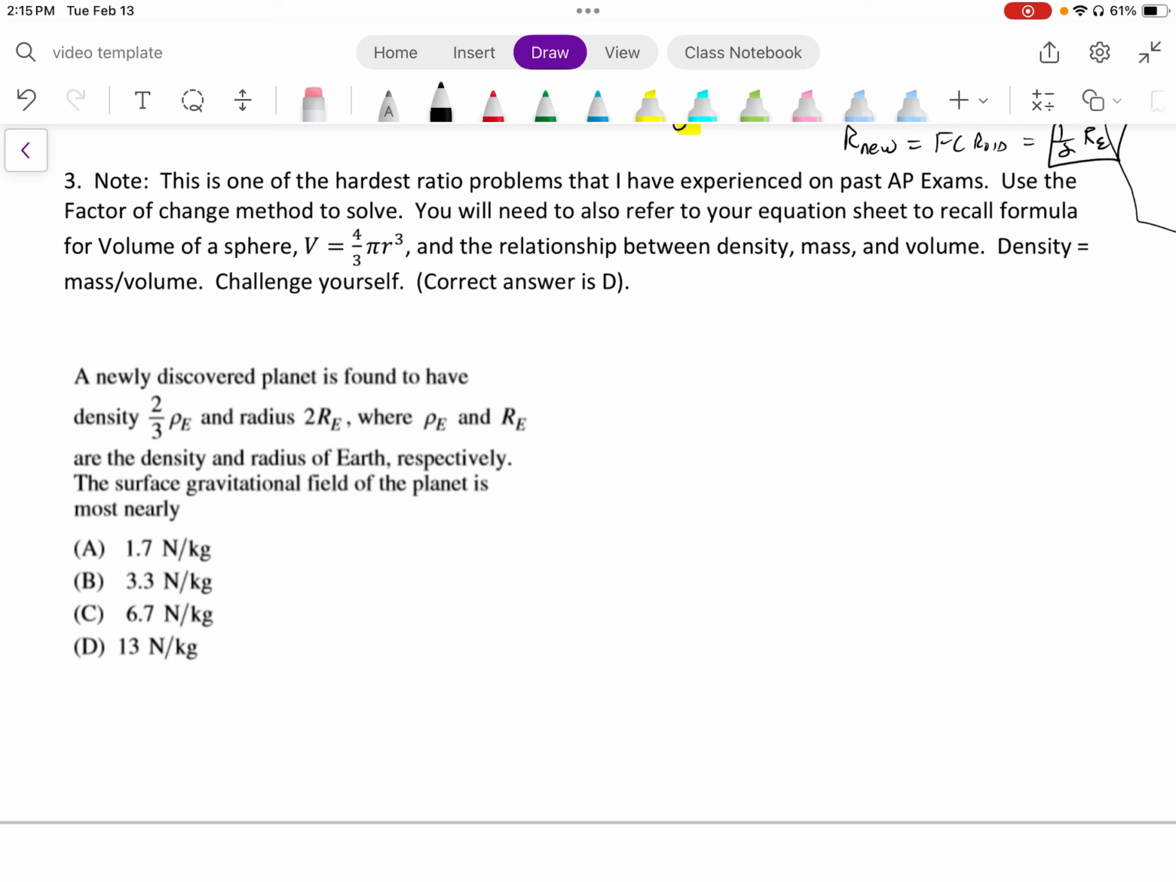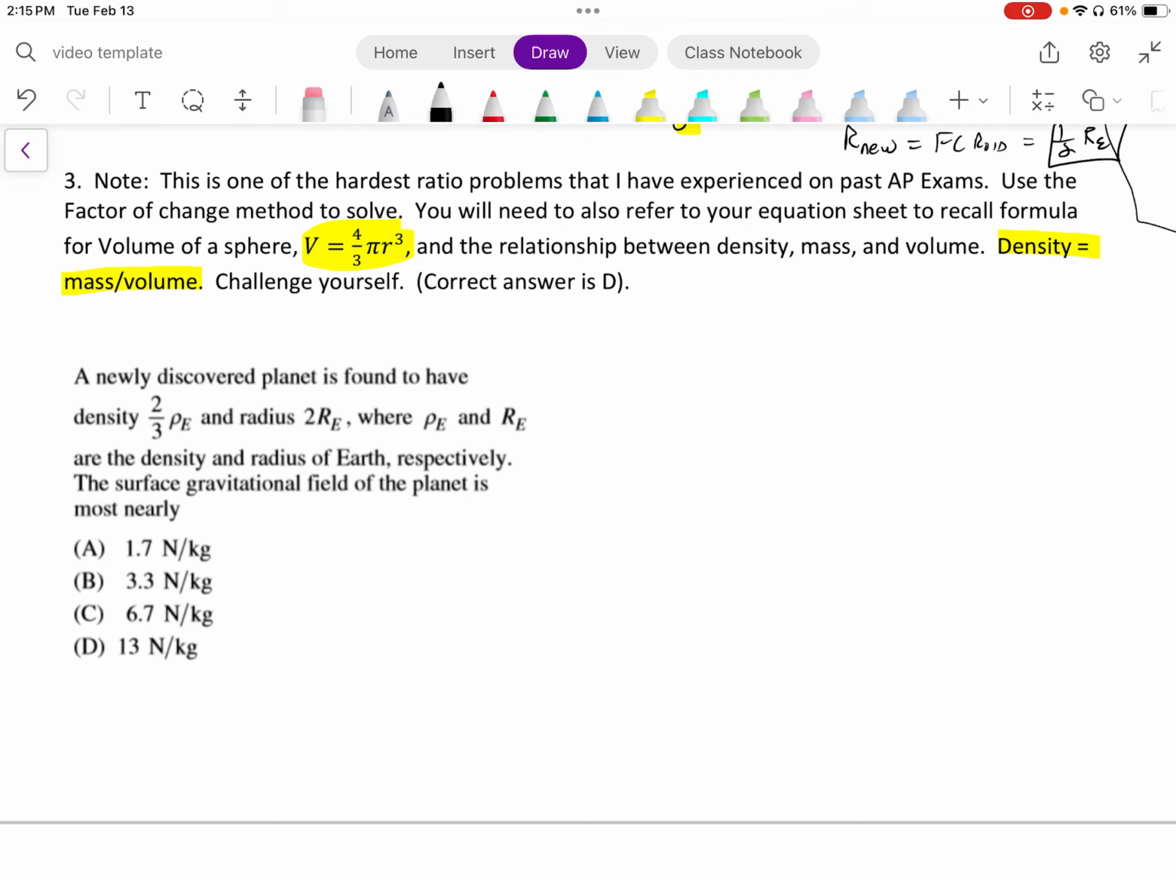So I just will tell you that you're going to need the volume of a sphere equation, which is on the front sheet of your AP green sheet. And you're also going to need to know that density, which I also think is on the front page, is equal to mass over volume. So we're going to refer to that in just a minute.